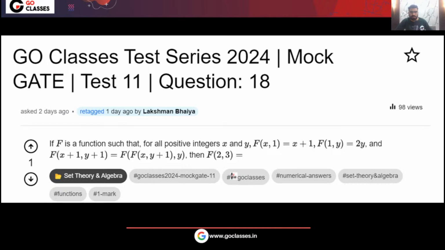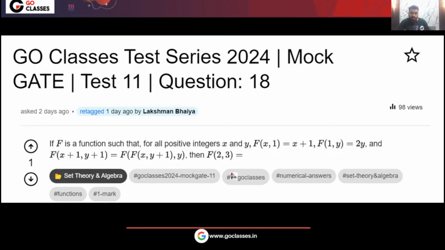Let's solve this question. A function is defined in this question, and the question is asking what is the value of f(2,3). So the definition of the function is given to you. F is a function such that for all positive integers x and y, that means natural numbers 1, 2, 3, 4 and so on. So x, y can take values from positive integers, and the question is saying f(x,1) is x plus 1, f(1,y) is 2y, and f(x+1,y+1) is equal to f(f(x,y+1),y). Then what is f(2,3)? So this is the function that is given to you.